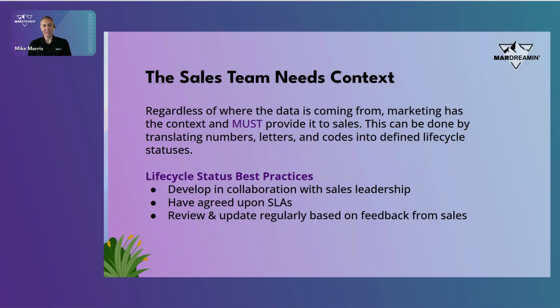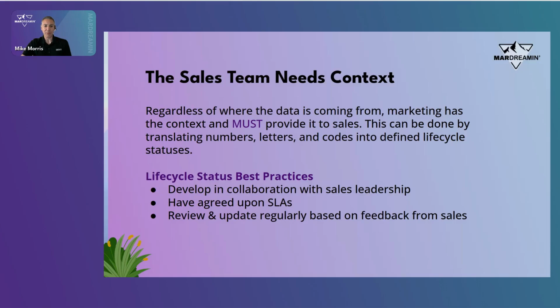The sales team really needs context. So when you think about that data coming into Salesforce, regardless of where it's coming from, the marketing team, the marketing ops team, whoever is generating that lead has the context. And really, it's their responsibility, in my eyes, to provide that to sales teams. This can be done by translating those letters, those numbers, those codes that we're getting into statuses, or you don't even need to call it lifecycle status. You can call it whatever you want, a lead rating, so your sales teams really understand what you're talking about.